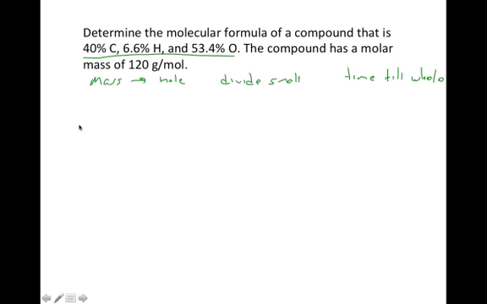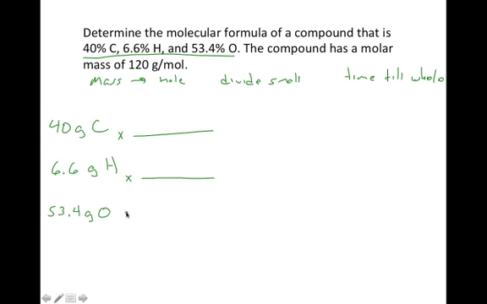Since we have percentages, we're going to make the assumption that we have 100 grams of the compound, and therefore if 40% is carbon, then we'll have 40 grams of carbon. We're going to have 6.6 grams of hydrogen, and we're going to have 53.4 grams of oxygen.